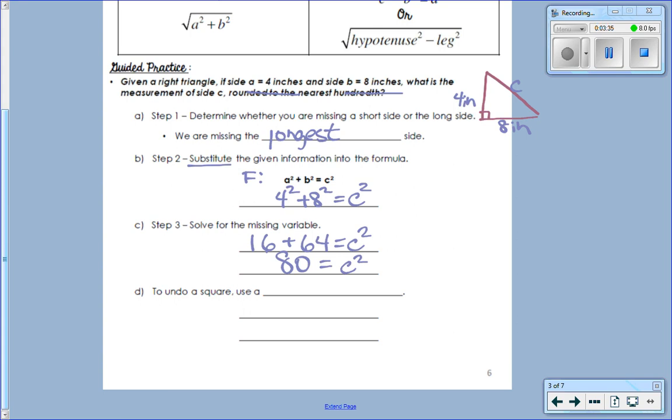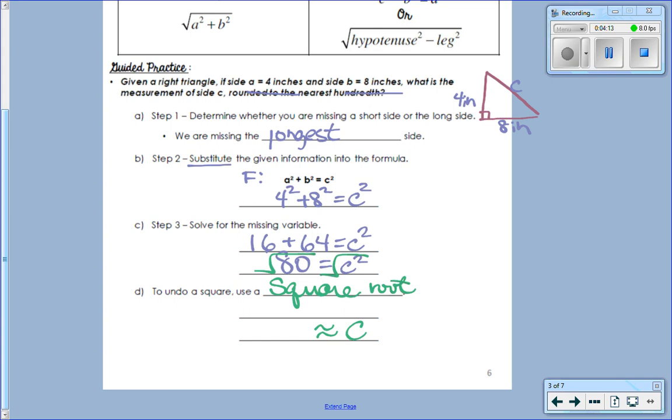How do we find just the side length? Good. Find the square root, right? What times what gives you C squared? C times C, right? So square root of C squared is just C, right? Which is what we want. To undo a square, use a square root. All right. So square root of C squared is C, and I'm going to put an about symbol.